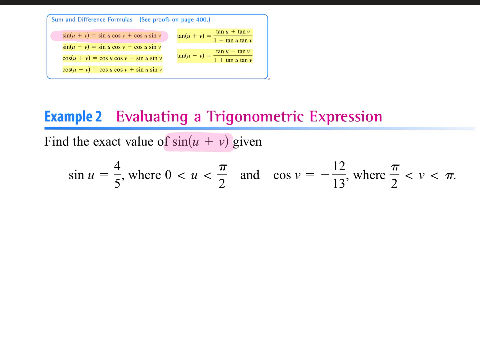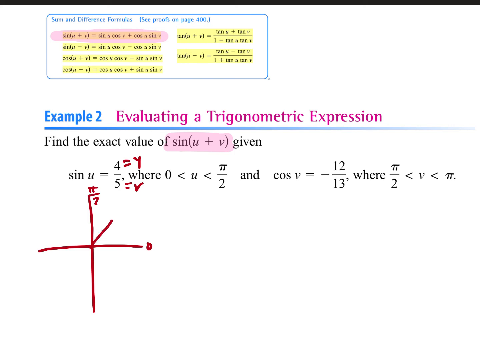All right, so we have sine of u. In terms of x, y, and r, what is sine? Y over r. So this would be our y, and this is our r. Now it says where u is in between 0 and pi over 2. So in which quadrant are we working with here? In the first quadrant, right? Because this is 0 and this is pi over 2. So we're in here.